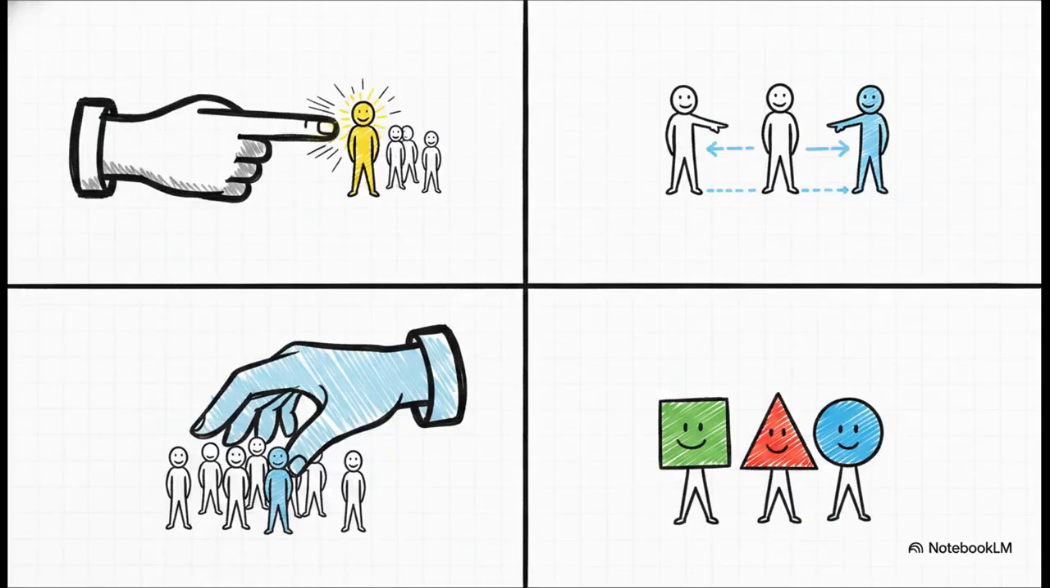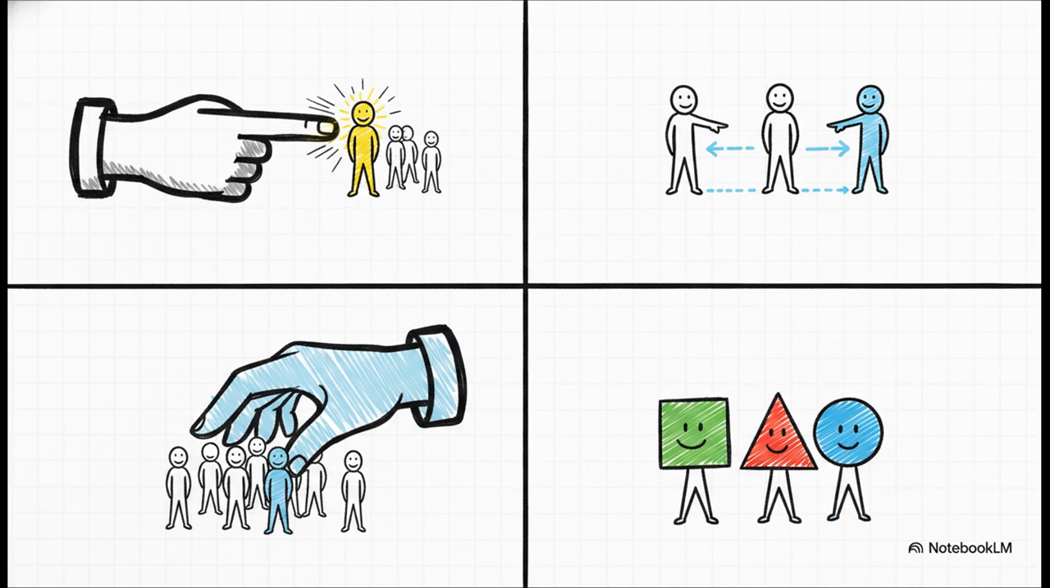We call this purposive sampling, and there are a bunch of ways to do it. You might use judgment sampling, where you deliberately choose experienced teachers, for example, because they have the exact knowledge you need. You might use snowball sampling, where one participant introduces you to another, which is fantastic for hard-to-reach populations.